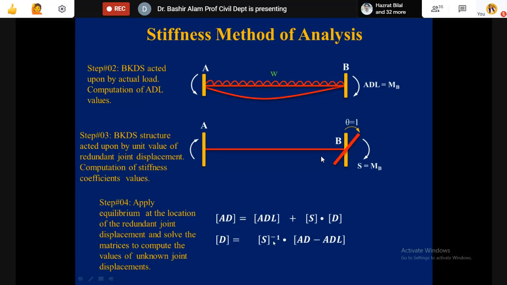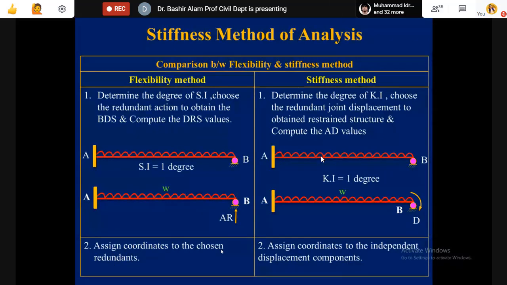So from here now, if you see the stiffness coefficient, it is known from step number 3. AD, from the very first step, is known by observation or by slight calculations you can find out. ADL is known from step number 2. Now we can find out the unknown joint displacement. Once the unknown joint displacements are known, it is kinematically determinate, so we can find out the member end actions, and then we can draw the shear force and bending moment diagrams.